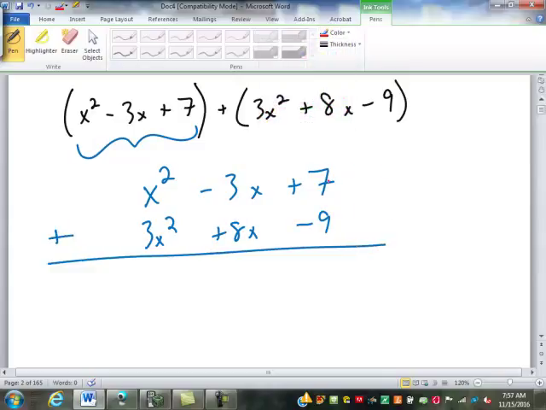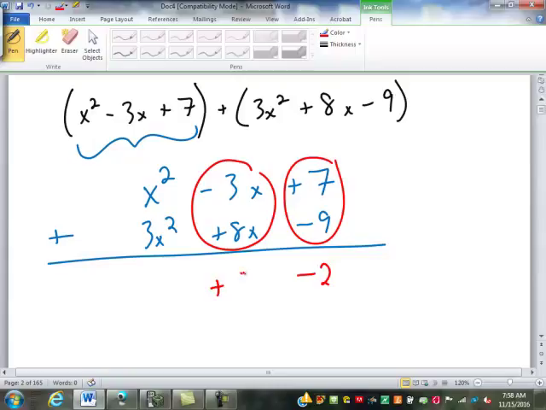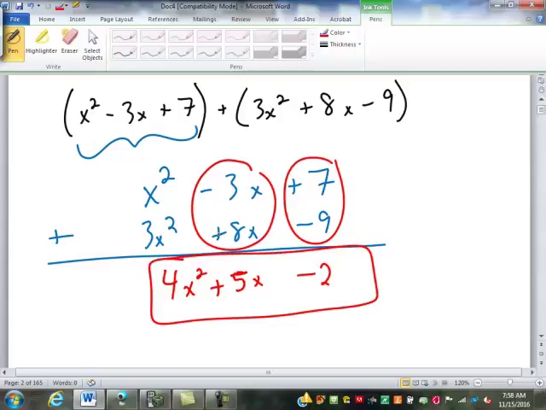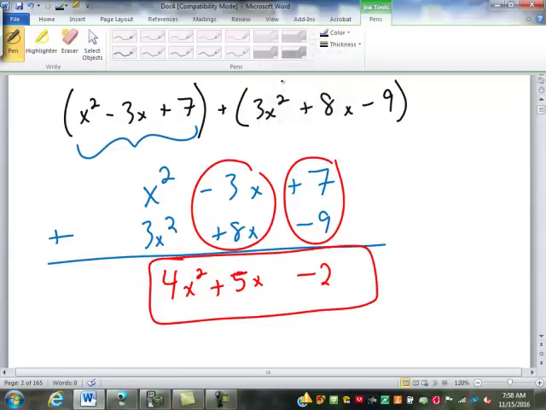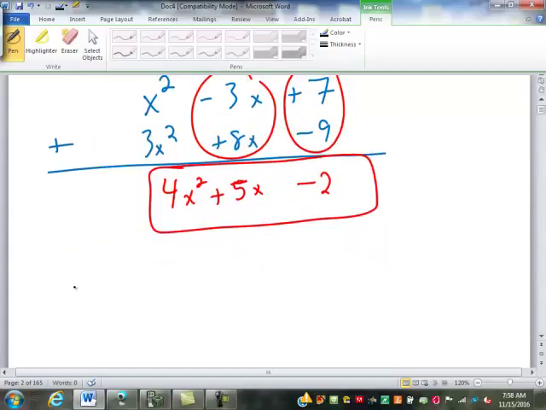So now we can combine 7 with negative 9 makes negative 2. Negative 3x with positive 8x makes positive 5x. And x squared and 3x squared make 4x squared. So we get 4x squared plus 5x minus 2. Addition isn't so bad working with the negatives.